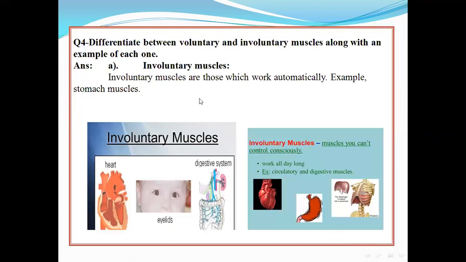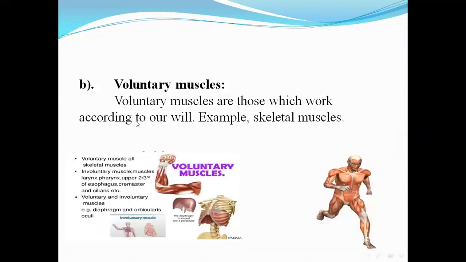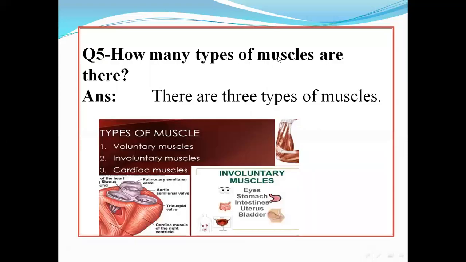Involuntary muscles are those which work automatically, like the stomach, lungs, and heart. So all these organs work automatically. These are called involuntary muscles. Voluntary muscles are those which work according to our will. If you want to do it, you can do it; if you don't want to, you don't. For example, skeletal muscles.